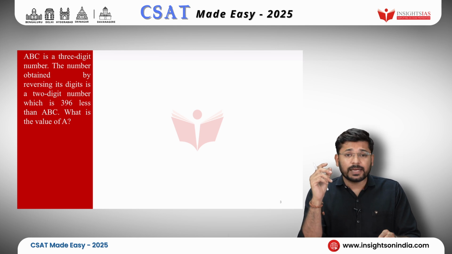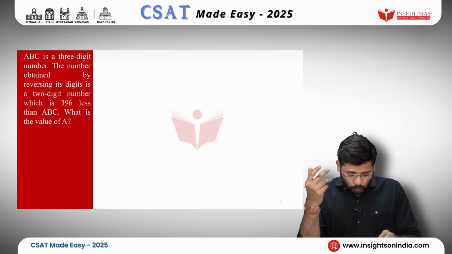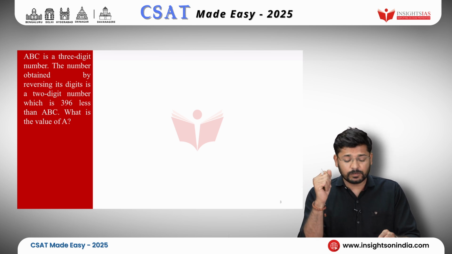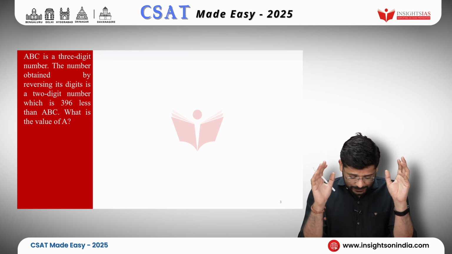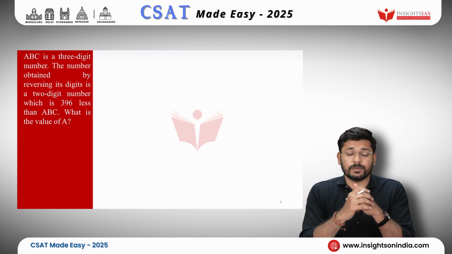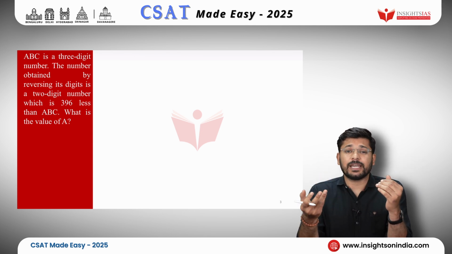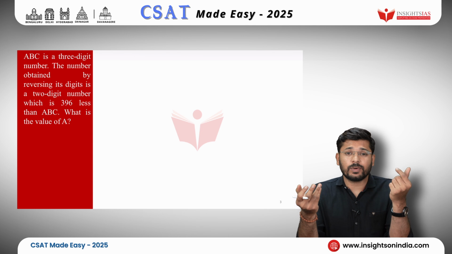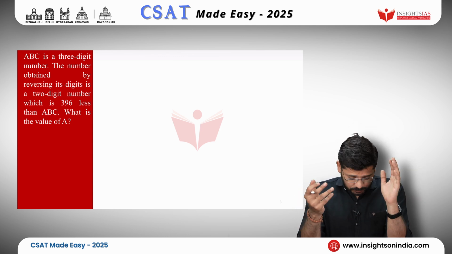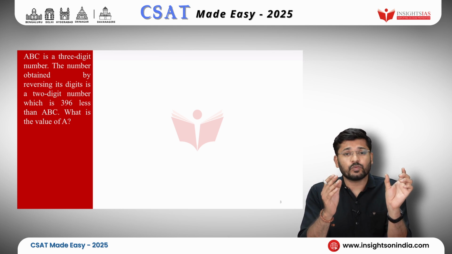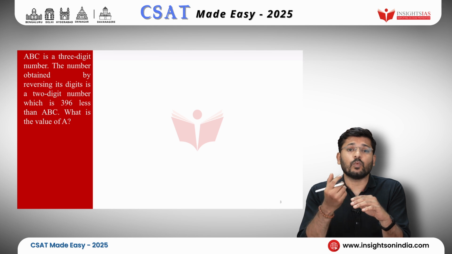ABC is a 3-digit number. The number obtained by reversing its digits is a 2-digit number, which is 396 less than ABC. Okay. Now they gave us a very tricky piece of information. What is it? ABC is a 3-digit number. For example, it might be 591. So you will have the values of A, B, and C, which would be 5, 9, and 1. The number obtained by reversing its digits, if the number was 591, reversing it, you will get 195.